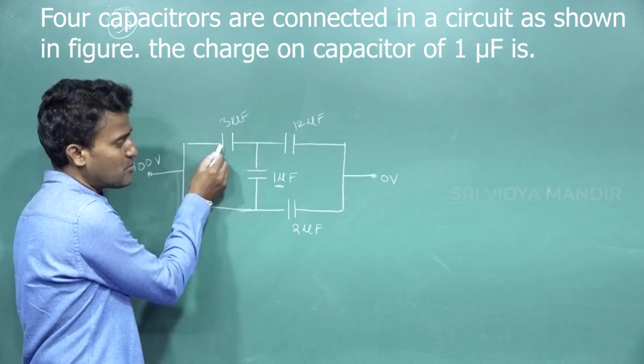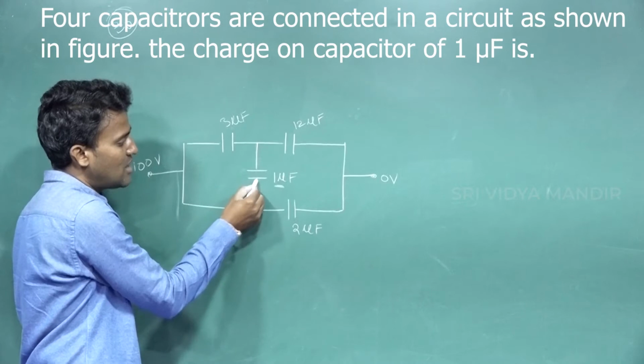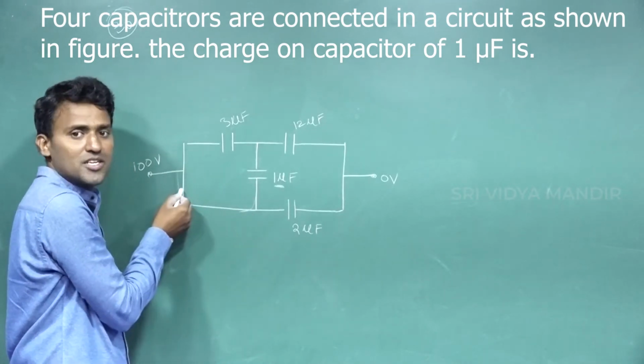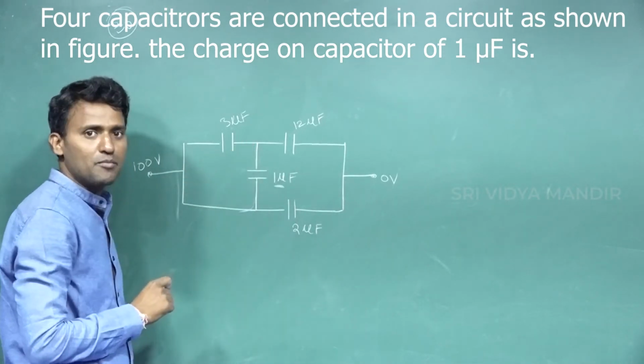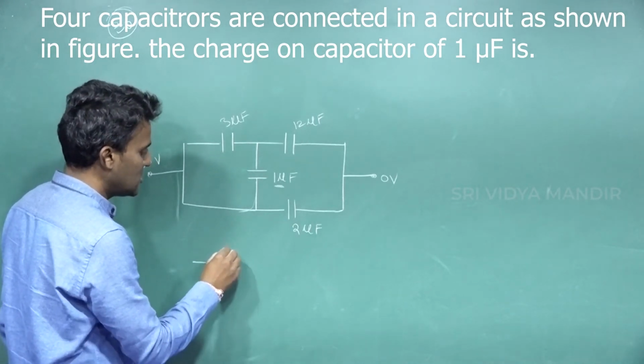These two are connected in parallel combination because these two ends are connected to one side and these two ends are connected to the other side. So these two are connected in parallel combination. You can draw the diagram like this for easy understanding.